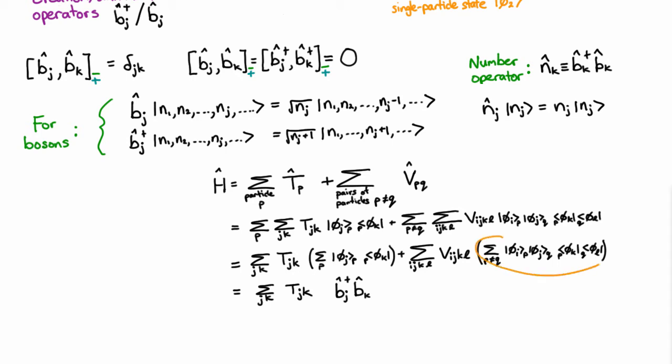Now, what about these operators here? They seem to be taking a pair of particles from states K and L and putting them into states I and J. And so you might be unsurprised to learn that that operator is precisely equal to this, and therefore the full operator is given by that.